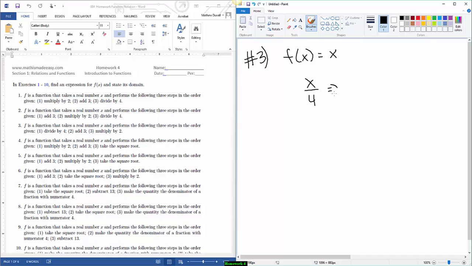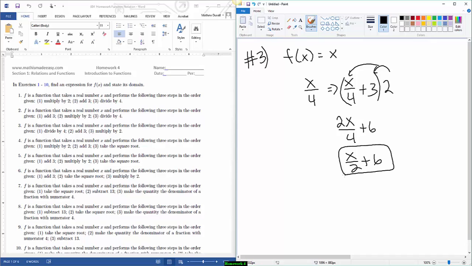Then I need to add 3. So I take that and I'm going to add 3 to it. And then I'm going to multiply it by 2. So I'm going to take the entire thing and multiply it by 2. And so then when you distribute that through, you're going to get 2x over 4 plus 6, which is going to be x over 2 plus 6. And so that's going to be a function that represents that.